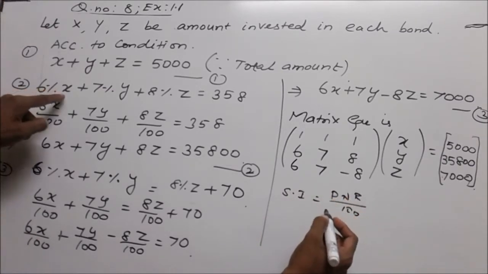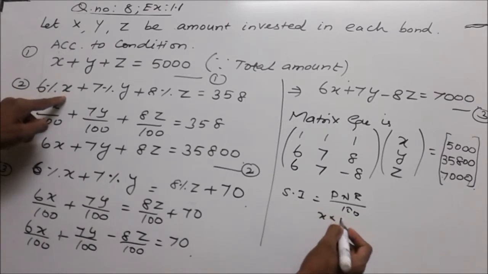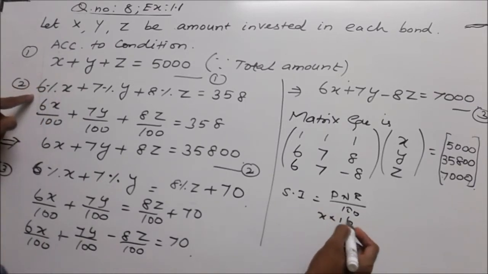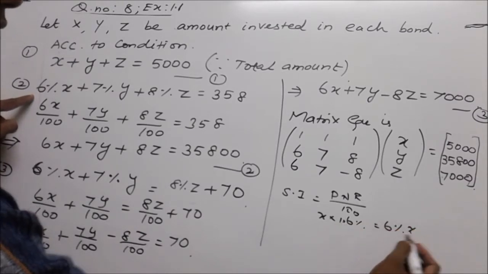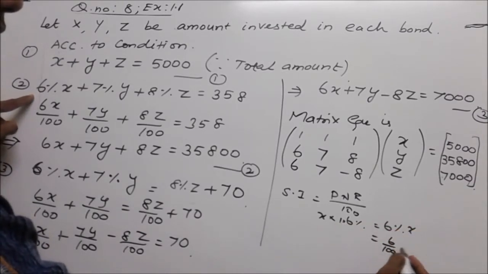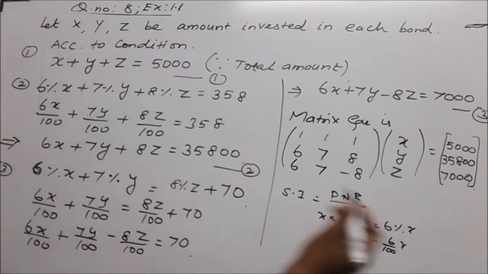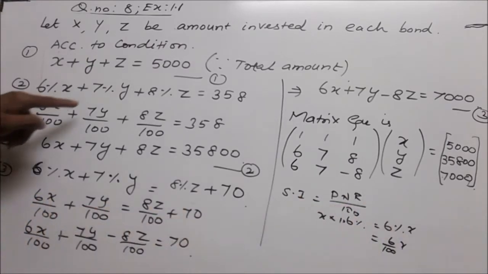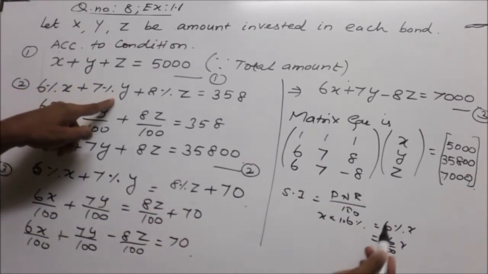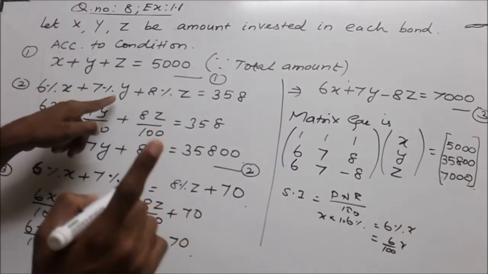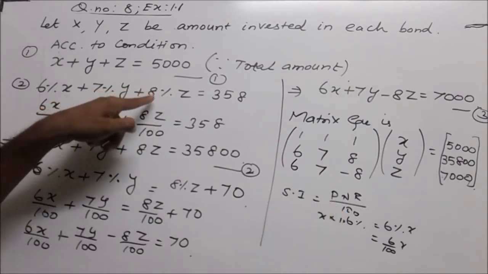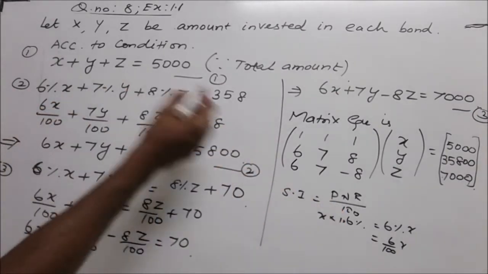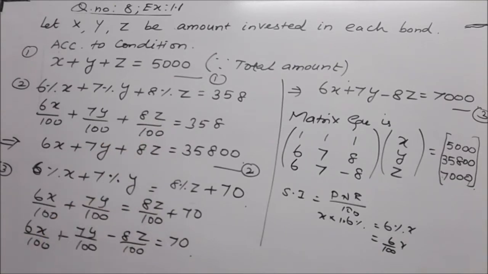P means X, N is 1 year, rate is 6%. Totally that is equal to 6% of X, that will be equal to 6 by 100 into X. That is written here. In the same case, 7% of Y, then 7 by 100 into Y. Here also N equal to 1. And here 8% of Z, N is 1, then 8 by 100 into Z. The total interest value will be equal to 358.